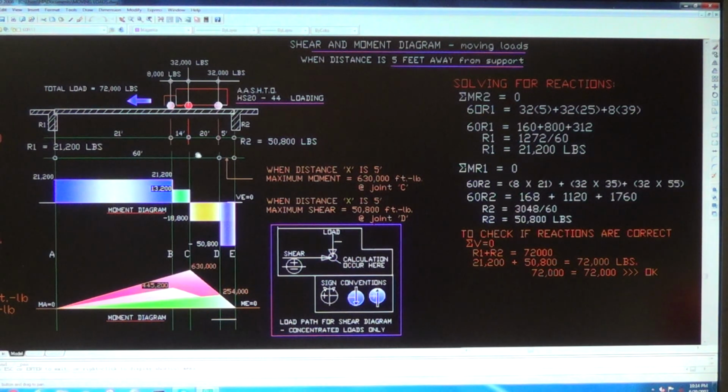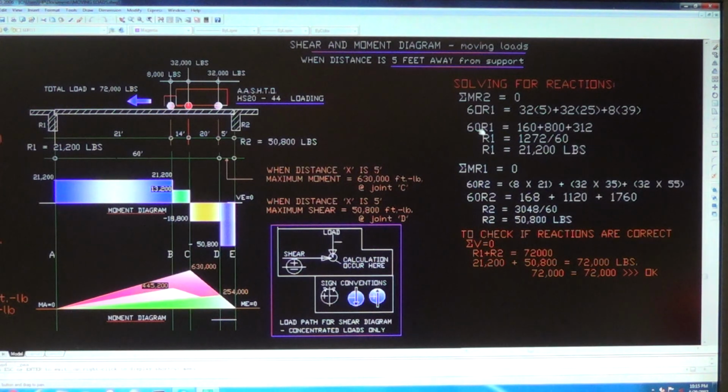Okay, this is 60. And okay, R1 times 60 now, and the first load from R2 is this one here, 32,000 pounds times 5, and the second load is 32,000 again. The lever arm is 25, and then the next load is 8,000. From here, that's the lever arm, 20 plus 14 plus 5 equals 39. So that's why we have 8 times 39 there.